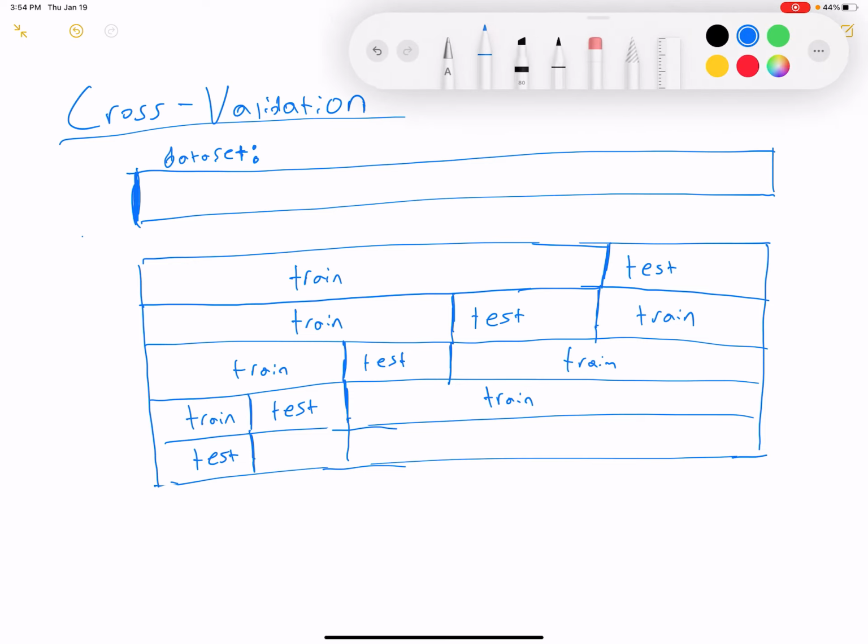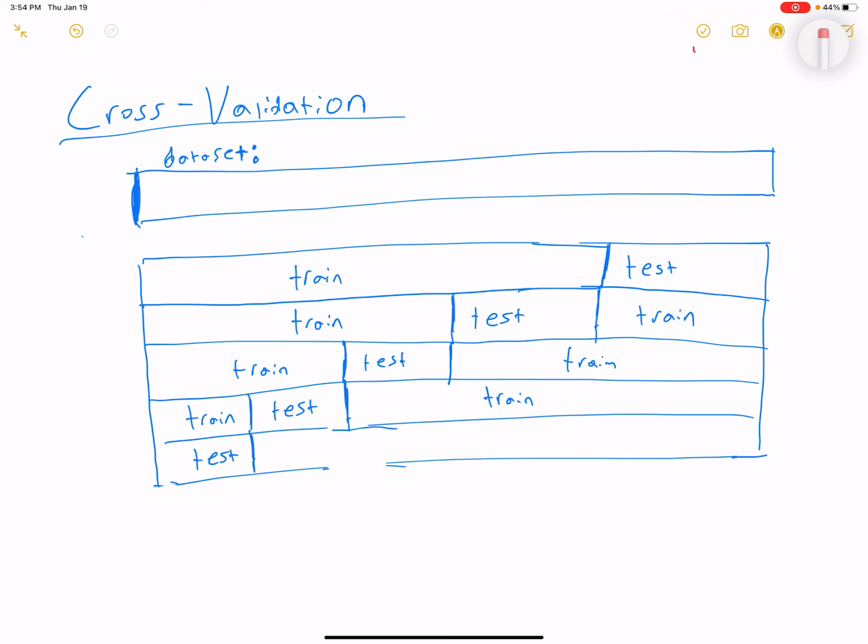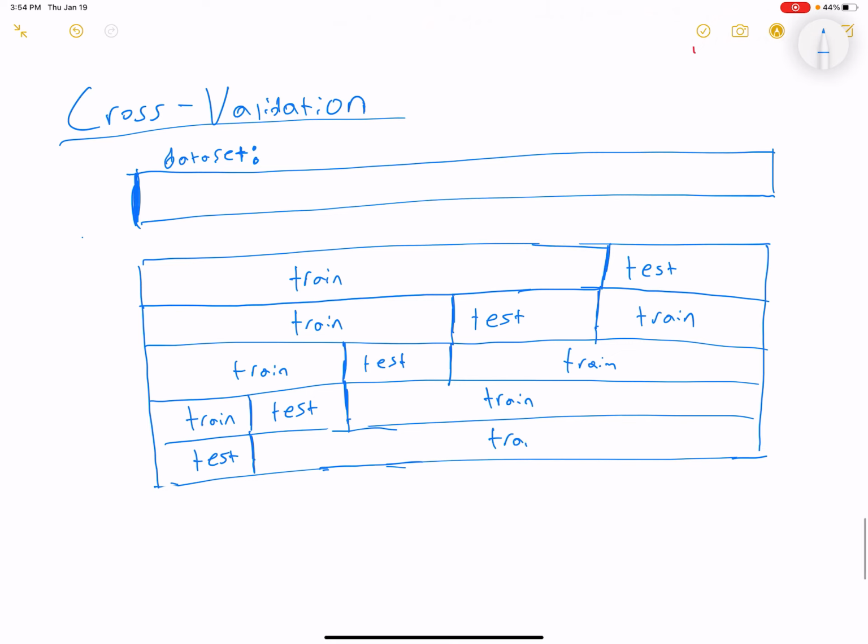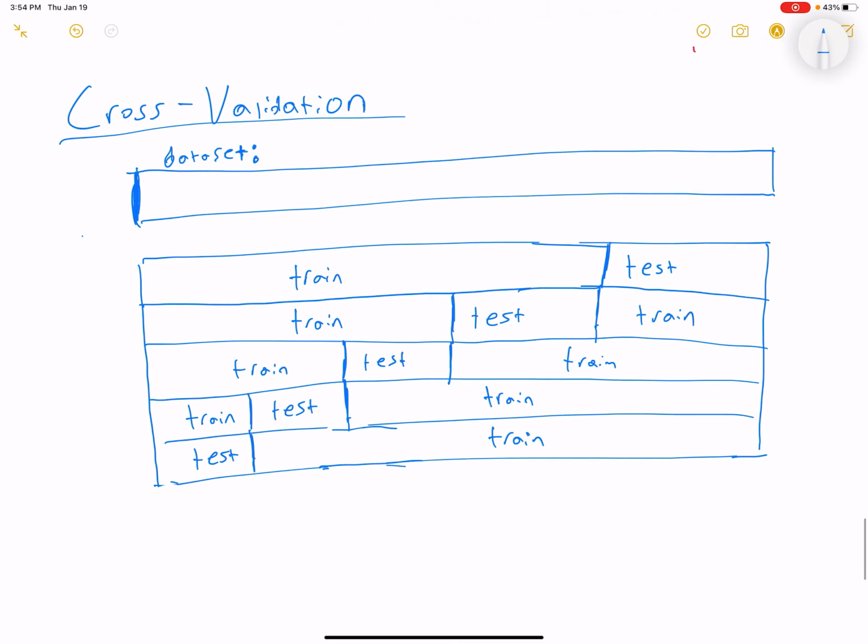Oh, I drew the line again. Okay. Train. This would be called fold 1, fold 2, fold 3, fold 4, and fold 5.